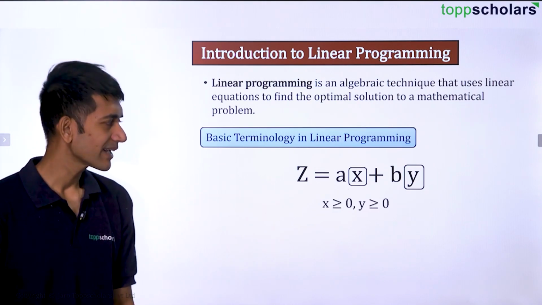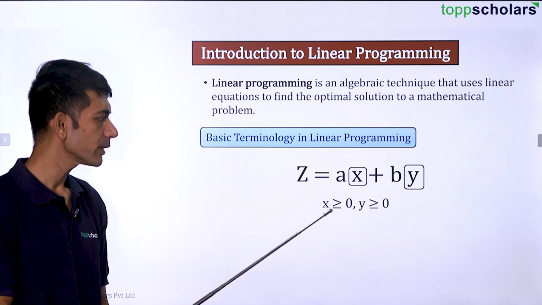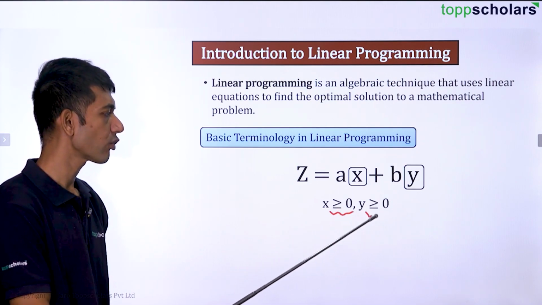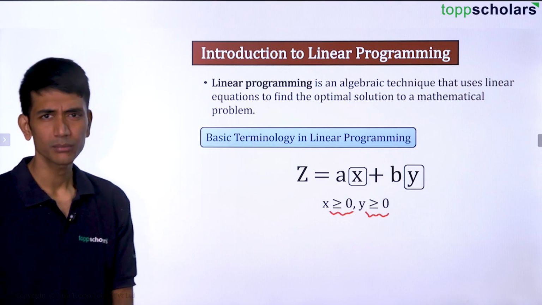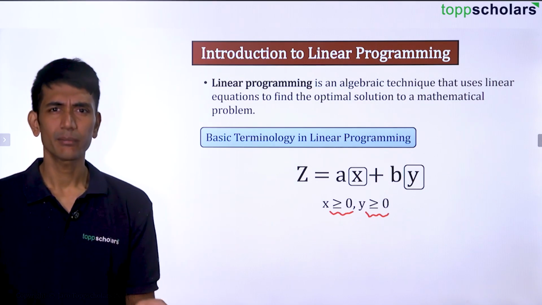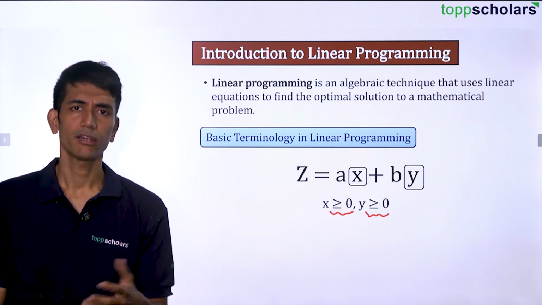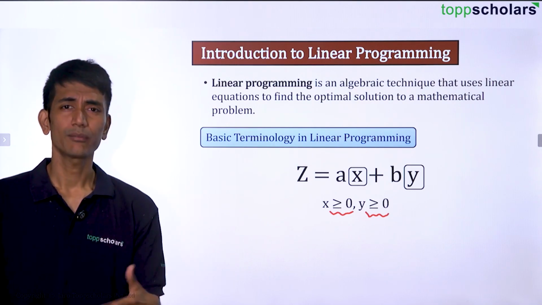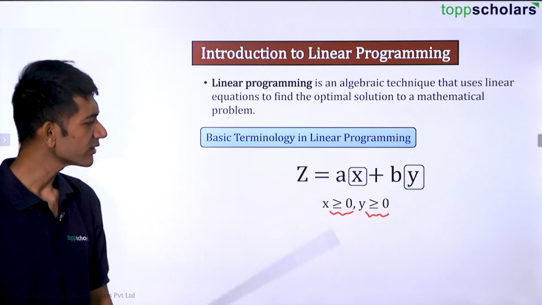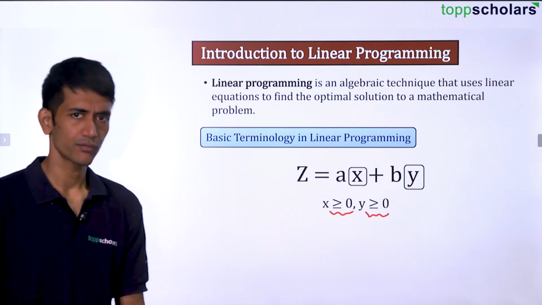X and y, both of them are greater than or equal to 0. This is always going to be a positive value or equal to 0, always remember. Because here we are talking about some values, right? They can't be negative. Here we are talking about profit, or say food, vitamins, minerals. They cannot be negative, right? So these decision variables are always positive, they are never negative.